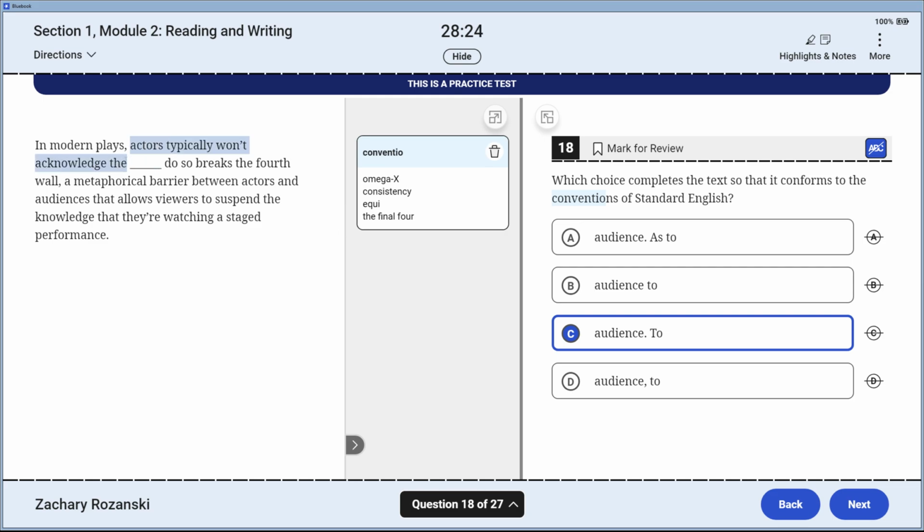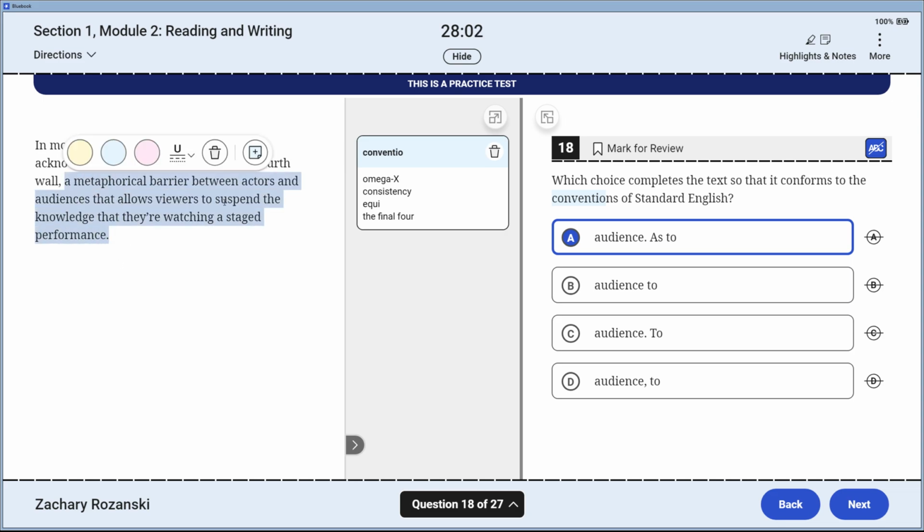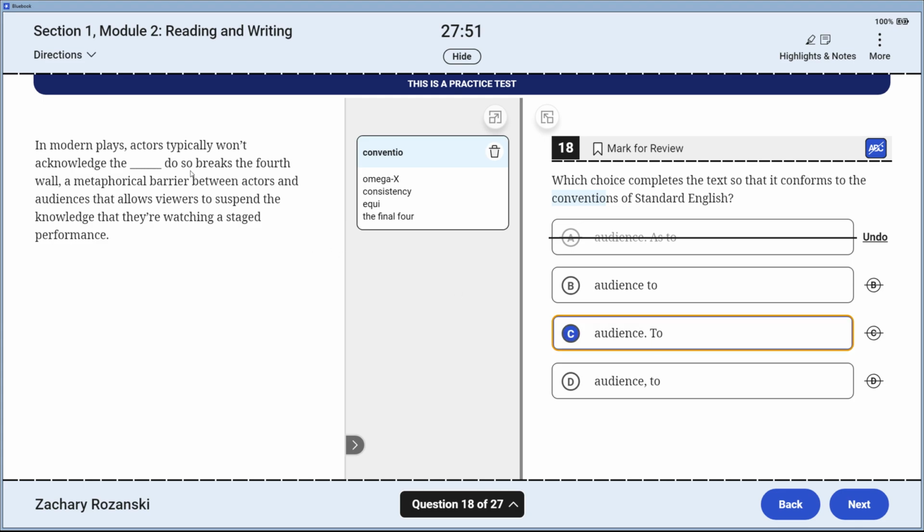In modern play, actors typically won't acknowledge the audience, period. Both of those are fine. Actors won't acknowledge, got a complete sentence to the left. I dig it. Now, let's just choose one of these. As to do so breaks the fourth wall, a metaphorical barrier between actors and audience that allows viewers to suspend. You should recognize that this is all in a positive. All we really care about is the as to do so breaks the fourth wall. When we compare these two, we see that this as is ruining the right side from being a complete sentence. This period is chill. To do so breaks the fourth wall. My subject, to do so, breaks the verb, independent clause on the right.